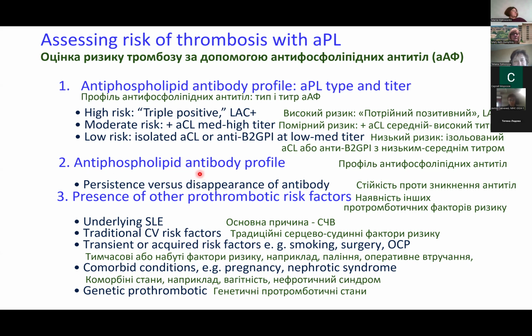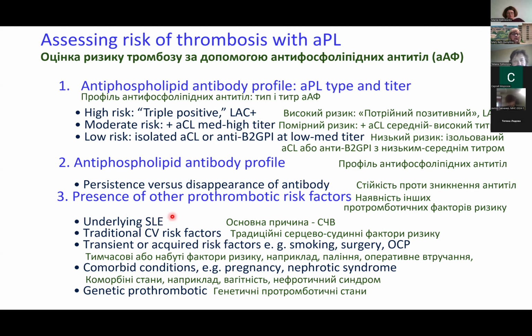So again, we talked a little bit about the antiphospholipid antibody profile and how some patients always have a positive antiphospholipid antibody. That's called persistent antiphospholipid antibody. Those people are in this high-risk group. Those that have an intermittent disappearance of their antibodies tend to be lower risk. And then patients that have other reasons to have clotting also are at high risk.